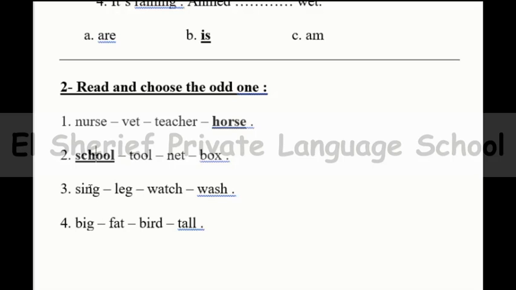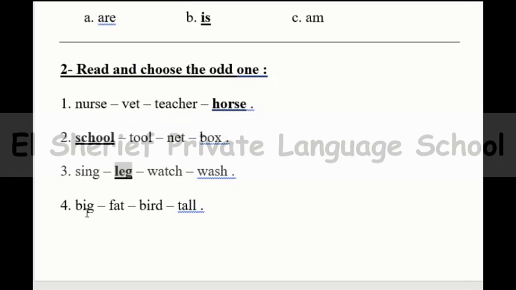Number 3. Sing, leg, watch, wash. As you can see, sing, watch, and wash are verbs, but the odd word is leg. So the answer is leg.